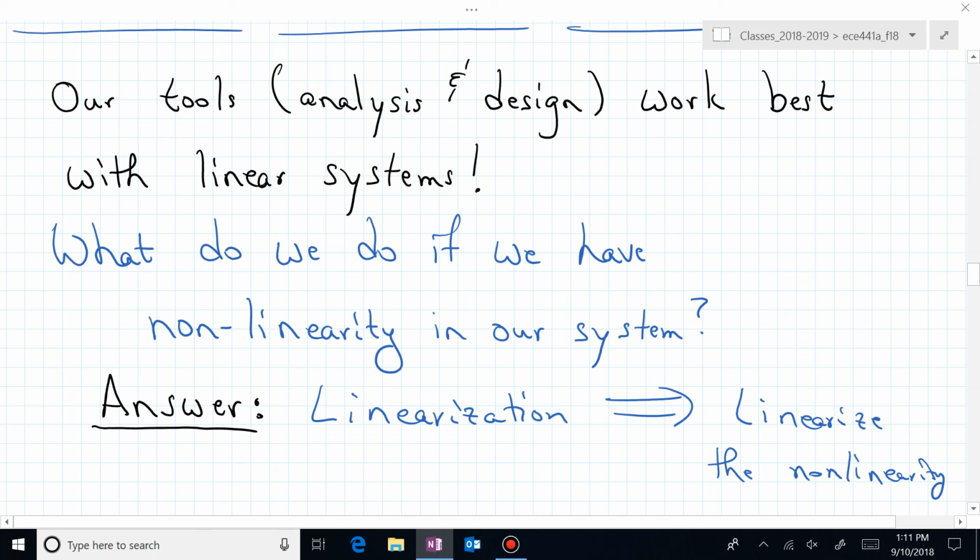So if somebody does give you a nonlinear system, the first thing that you probably will do in this class is linearize it about a particular operating point, and then perform your design on that linearized version of the nonlinear system.